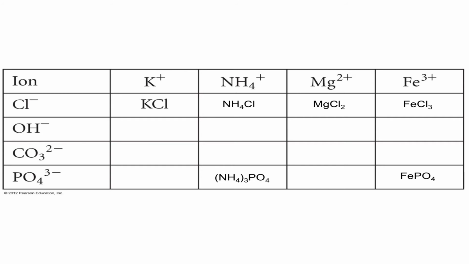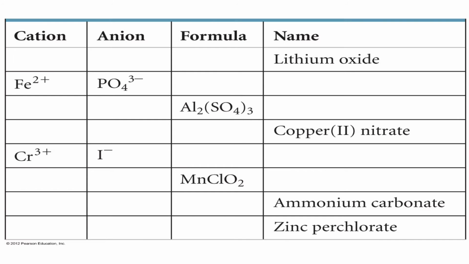Okay, well, let's go ahead and do our last ionic nomenclature table. And so here we have cations, anions, formula, and name. And so what you should do is go in and fill in this chart, and I'll get you started here with a couple of examples. So let's start with lithium oxide. The cation for lithium oxide is Li+.